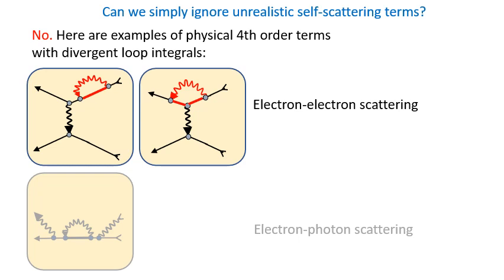Feynman diagrams of these terms contain closed loops, which correspond to divergent momentum integrals. Here are two examples of fourth-order electron-electron scattering diagrams with loops. Their resulting S-matrix contributions are infinite. And this is an example of a divergent diagram for electron-photon scattering.